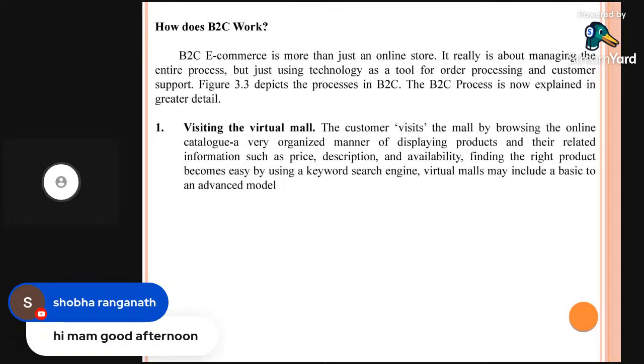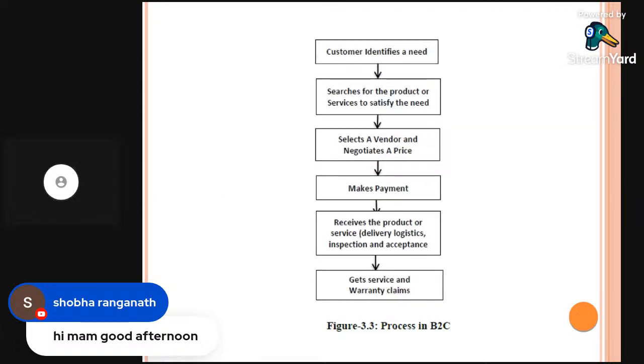Now let us understand how the concept of B2C works. B2C commerce is more than just online stores. This process can be explained through the diagram in the next slide. Here, the first stage is visiting the virtual mall. Generally, the customer visits the mall by browsing the online catalog. A very organized manner of displaying the products and their related information can be found, like the description of the product, its availability, and its prices. Then finding the right product becomes very easy for the customers. With the search engine, they can do the virtual mall visit. So this is the first stage.